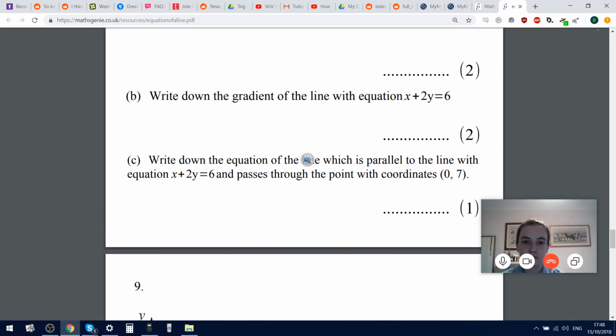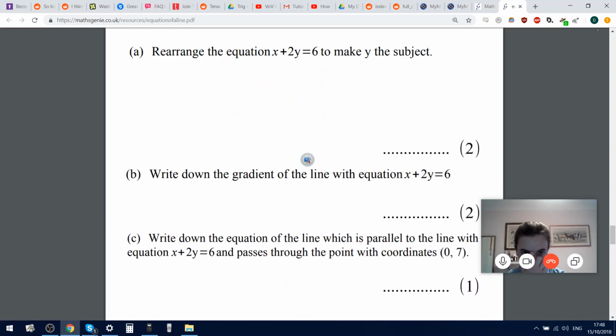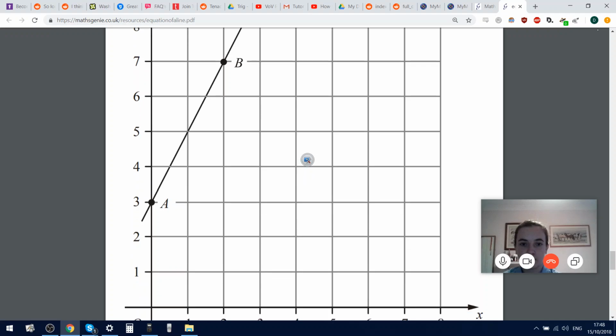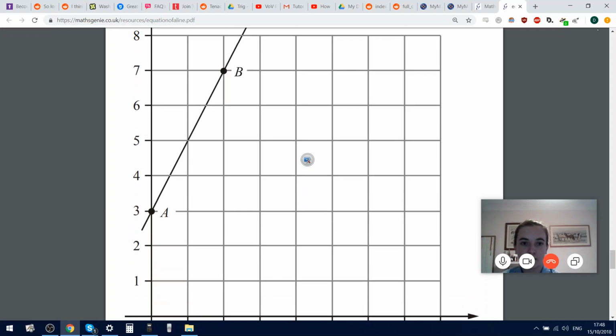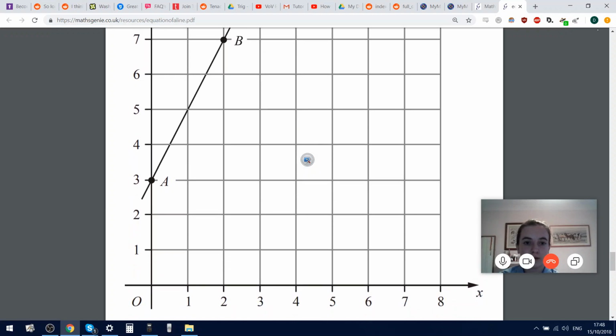And C. y equals half x plus 7. That's it. Equation of this line? y equals 2x plus 3. Mm-hmm.